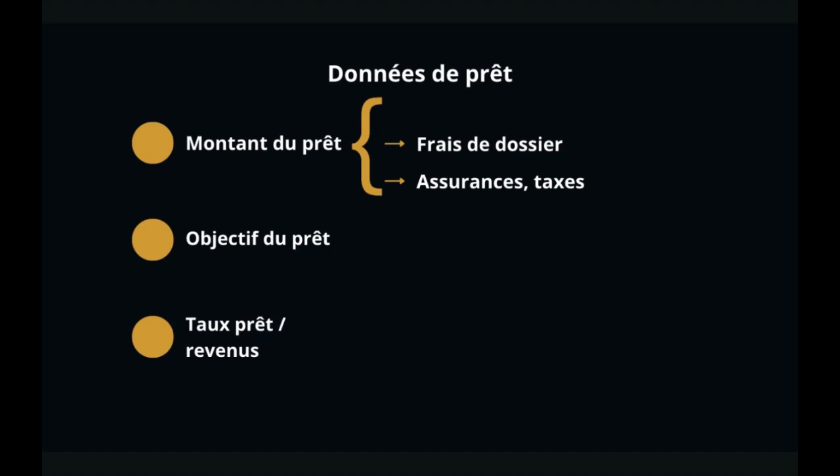And the purpose of the loan is the reason for applying for the loan. A loan to buy a productive asset like a tractor for a farmer can be seen differently from a client who applies for a loan to finance their vacation.